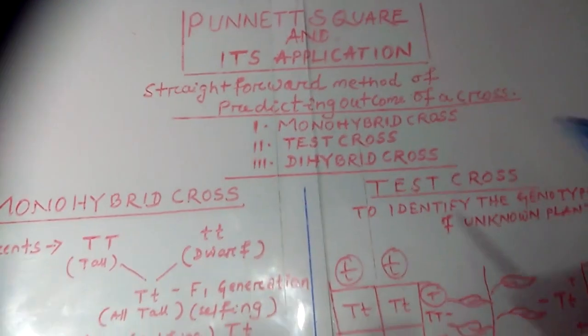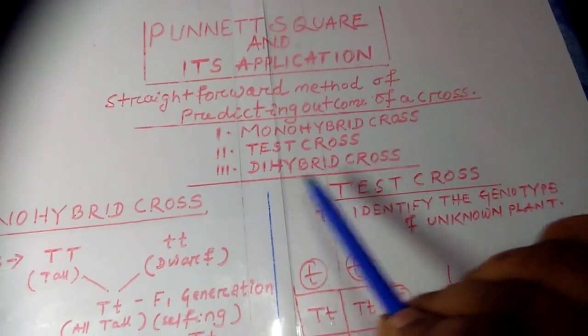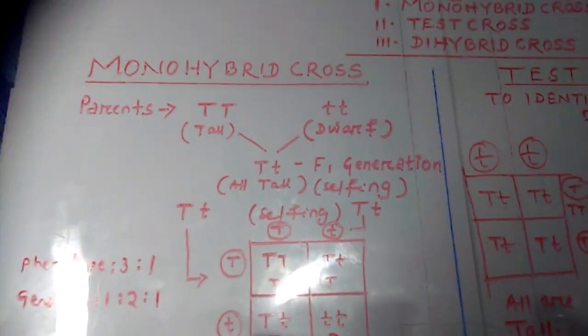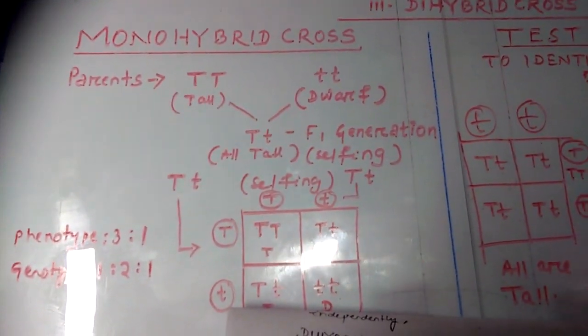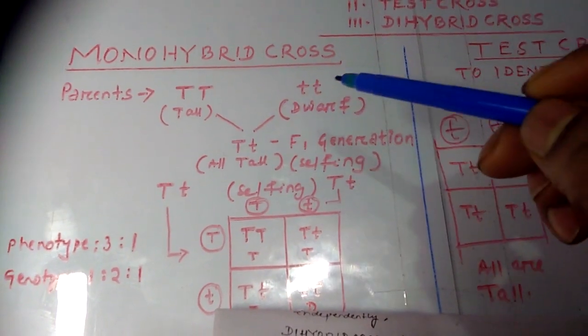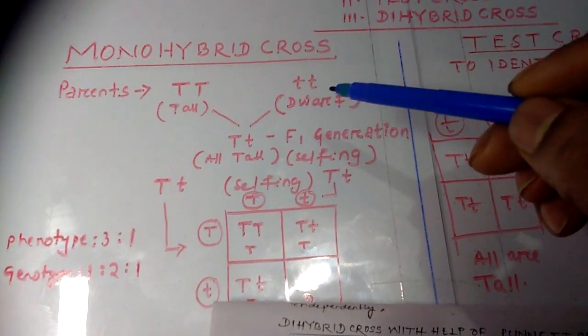So now quickly see here. Three things we'll see: monohybrid cross, test cross and dihybrid cross by using the Punnett square. So now you come here, monohybrid cross. The parents, capital T and small t, have been taken. Capital T is for tall, and small t is for dwarfness.